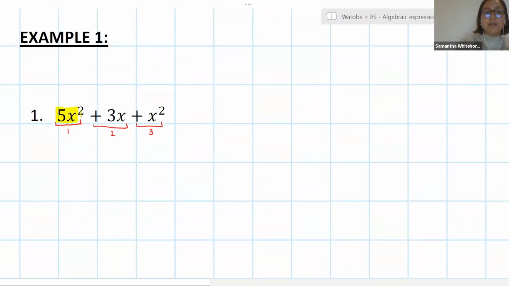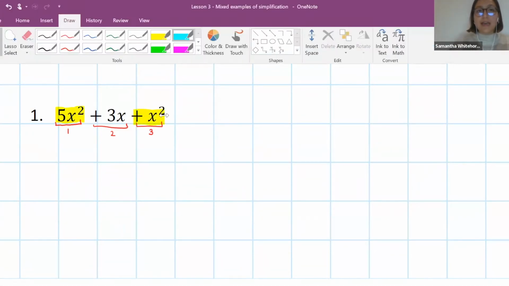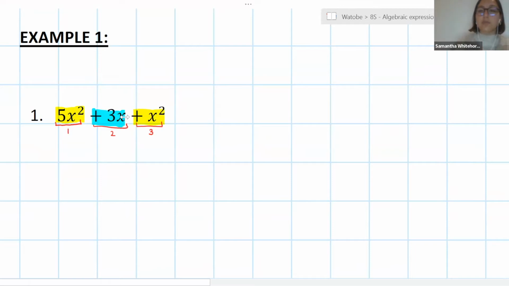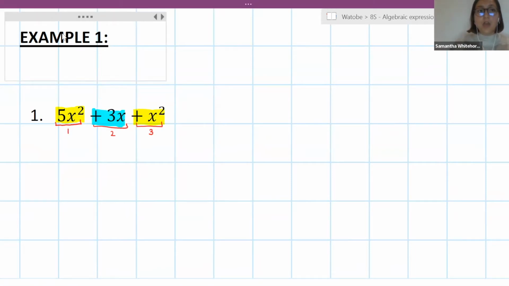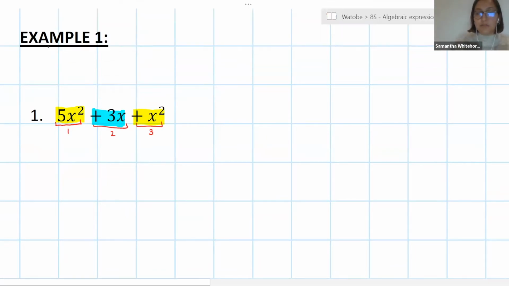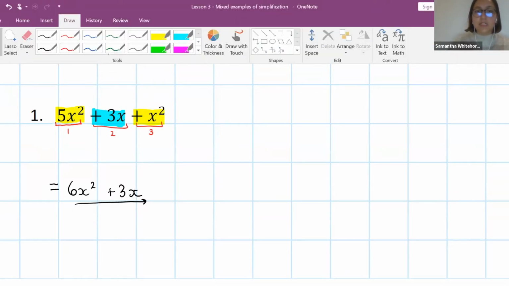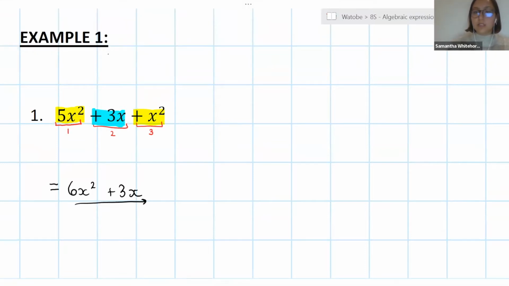Now, like terms have the same variable and exponent. So I've got x squared terms here, and I've got an x term. So I've got 2 groups of terms that I'm actually working with. Once I know what my like terms are, I can simplify. So now I'm going to add 5x squared plus x squared is 6x squared. And then we've just got the plus 3x. It's not added to anything because it doesn't have any like terms with it. So it's just 6x squared plus 3x. Alrighty, so starting off nice and easy. Don't forget, if you want, you're welcome to put your answers in the chat as we go, but hopefully that first one wasn't too bad.